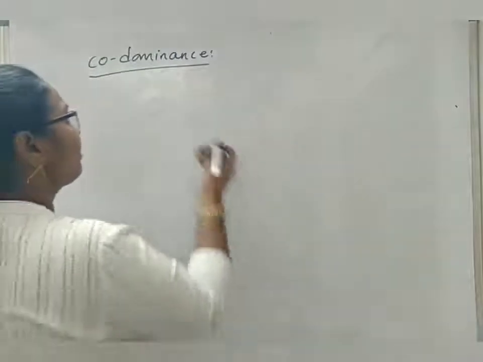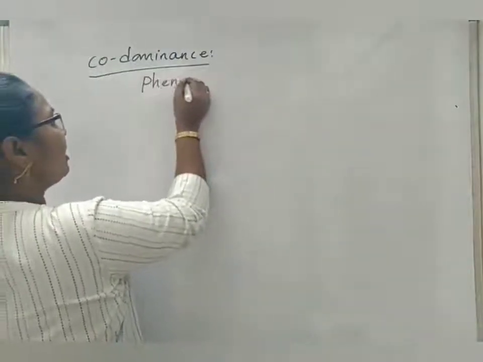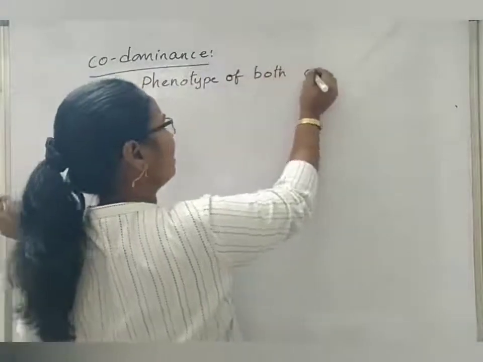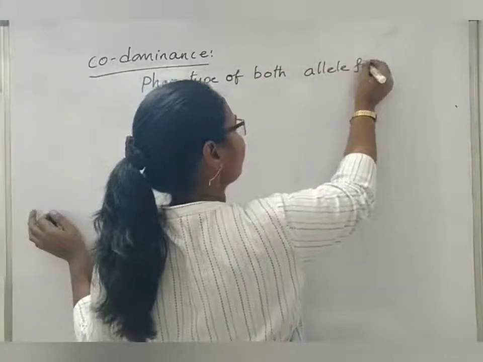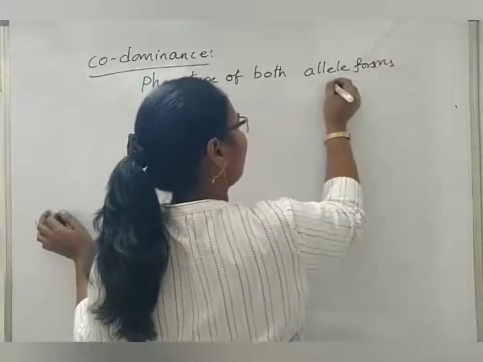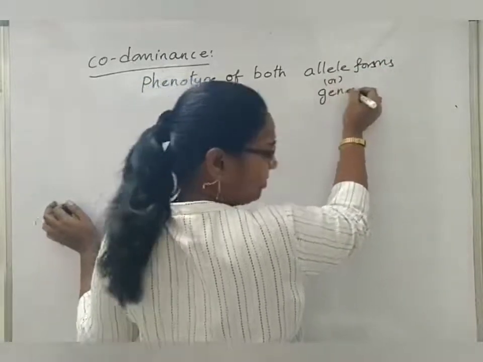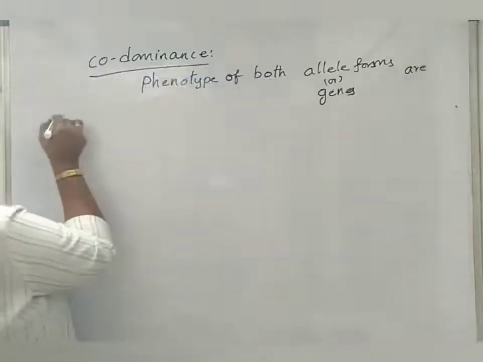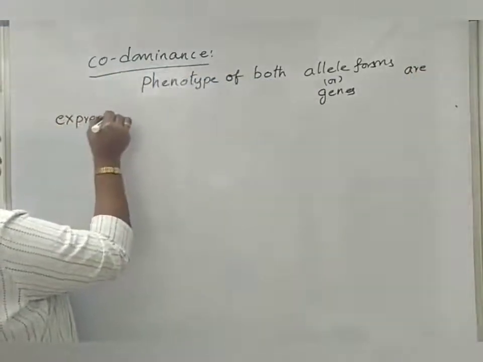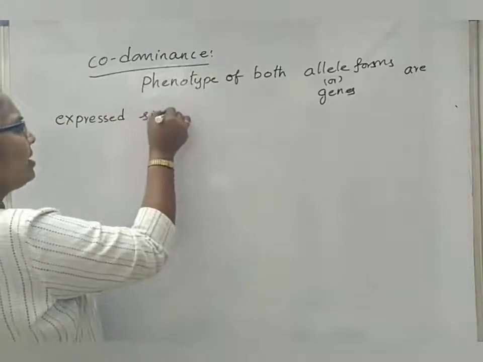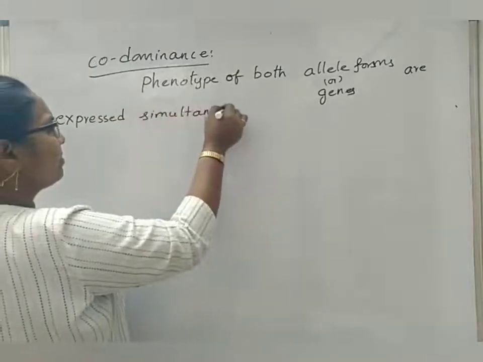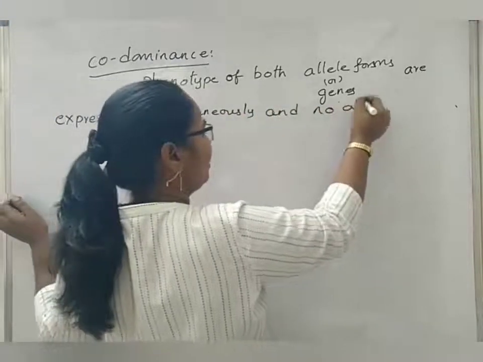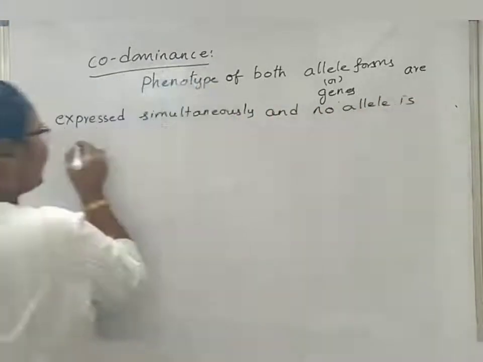Now, the phenotypes of both allele forms, or of both genes, are expressed simultaneously, and no allele is dominating the other.